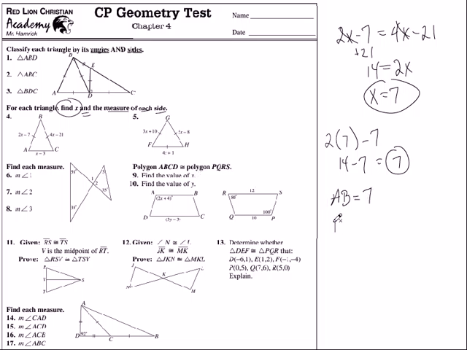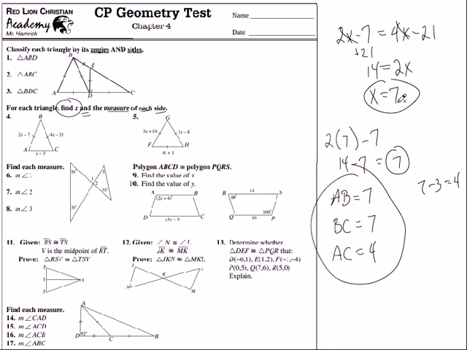What about BC? Without doing any math at all, what's BC? It should be 7, right? Because these two sides are equal to each other. So without doing any math at all, I just say BC is 7. Let's find AC. AC is x minus 3, or 7 minus 3, which is 4, and then there it is.